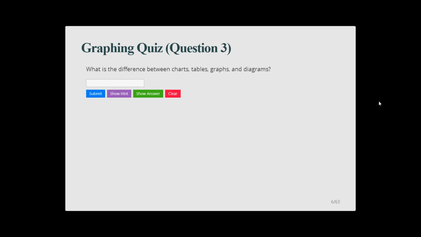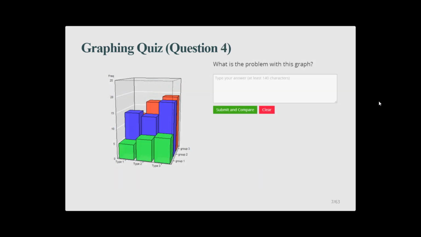Question number 3, what's the difference between charts, tables, graphs, and diagrams? This is somewhat contested in the field of visualization, and I have a specific way that I will be describing these, but in your mind, what's the difference between charts, tables, graphs, and diagrams? Question 4. Looking at this three-dimensional graphic, what is the problem or problems that you see with this graphic?